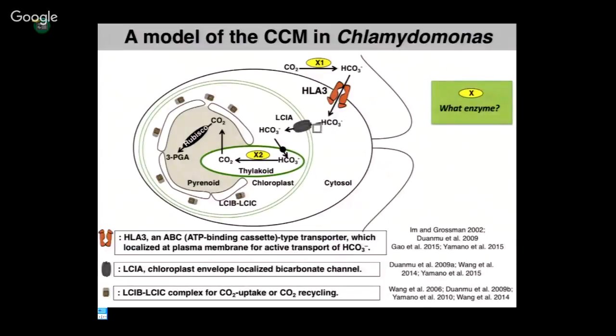And then from the cytosol to the chloroplast stroma, another ion channel, named LTIO, is operating. And in this cartoon, I hid one of the components in yellow color. Please write down the name of the enzyme. This enzyme is very ubiquitous.